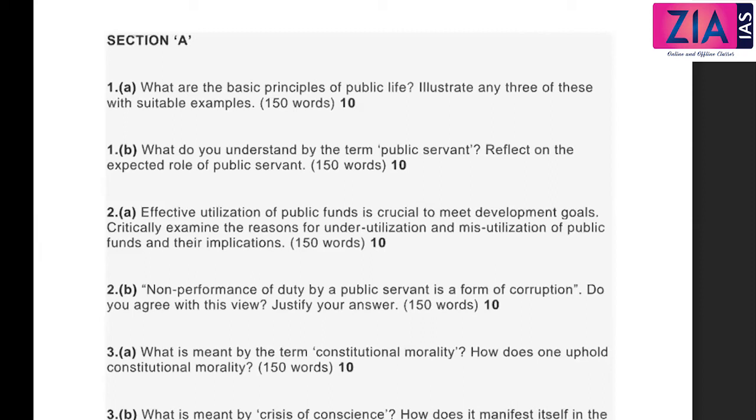Okay, so we will start. We will start with the 2019 question paper. I hope you already know the pattern of the question paper. You will have two sections, section A and section B. The first section is about the theory part.